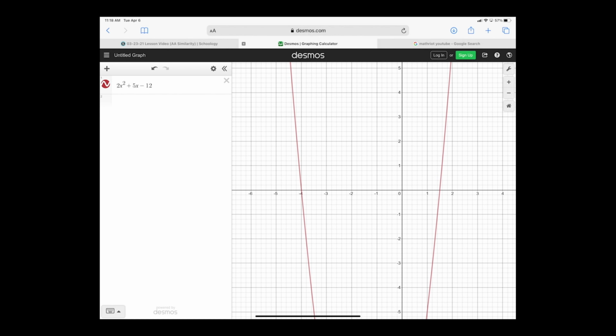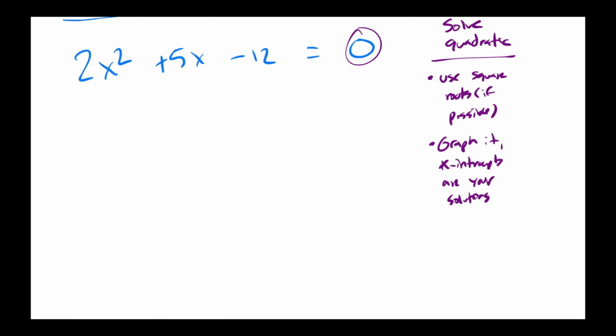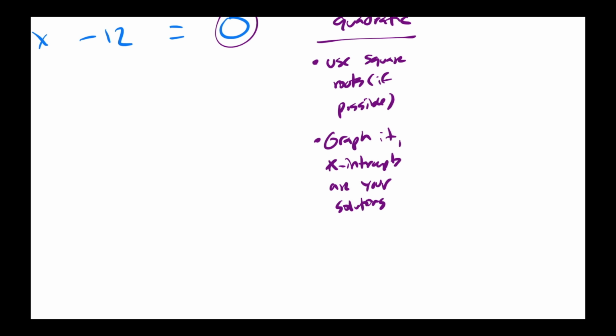And so our answers are, let's pop right there, 1.5 and negative 4. There you go. So we can graph it and look at the x-intercepts, and there's our answers. 1.5 is our x-intercept, and negative 4 is our x-intercept. So there you go. So using this, we have x equals 1.5, x equals negative 4.